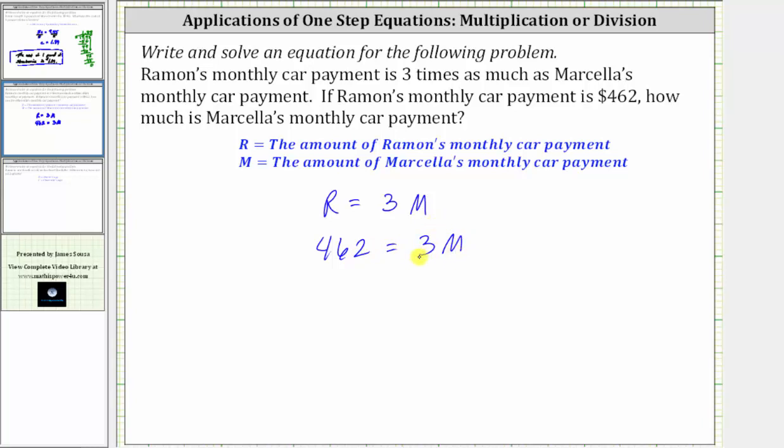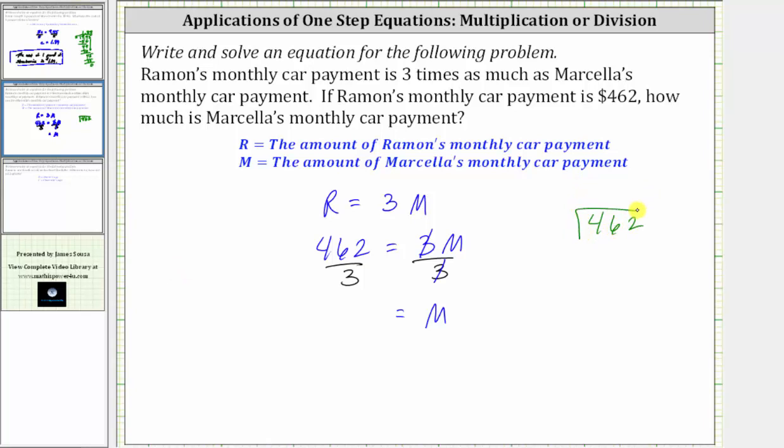And now to solve for M, because 3M means 3 times M, we divide both sides by 3. Simplifying on the right, 3 divided by 3 simplifies to 1. 1 times M is M. M is equal to 462 divided by 3. Again, let's show the quotient on the right.